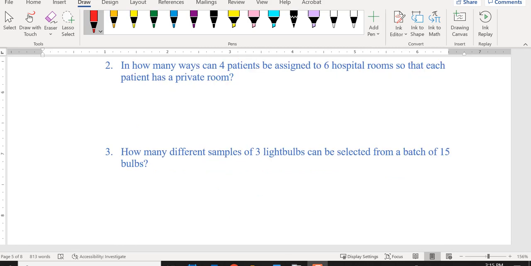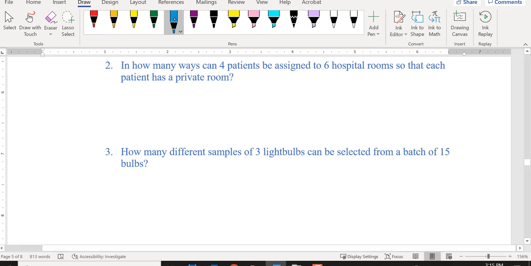Okay, how many ways can 4 patients be assigned to 6 hospital rooms so that, yes, you've got 6 hospital rooms and you need to pick 4. Let's read that one more time. In how many ways can 4 patients be assigned to 6 hospital rooms so that each patient has a private room? Okay, the order will matter because you've got these 6 rooms.